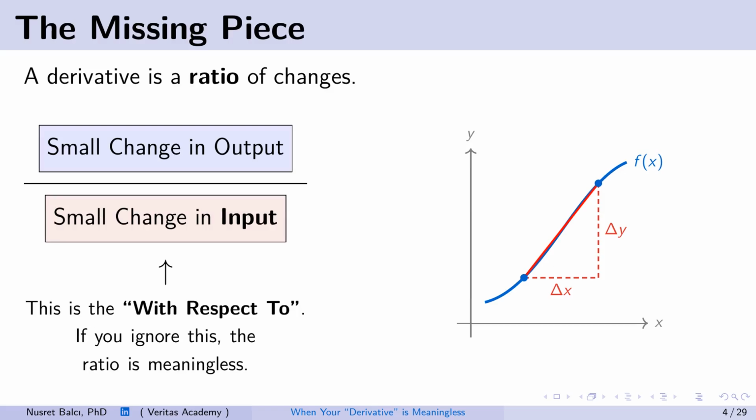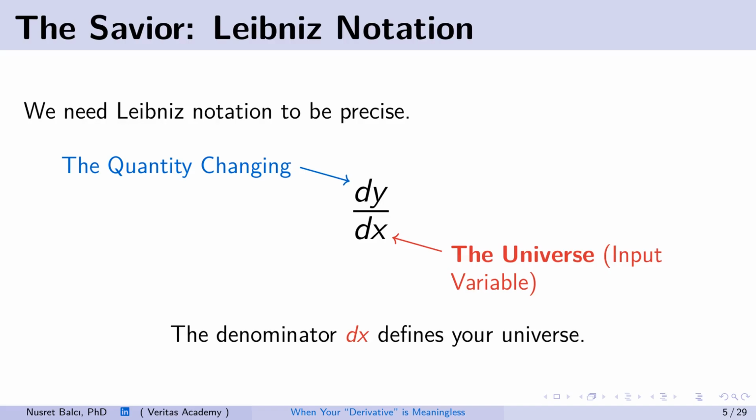This brings us to the definition. A derivative is fundamentally a ratio, a small change in output divided by a small change in input. The denominator is the "with respect to." If you ignore the denominator, you don't know which universe you're in. This is why Leibniz notation is the savior of calculus. It explicitly writes the denominator, dx or dt. This tiny term defines the clock that drives the system.